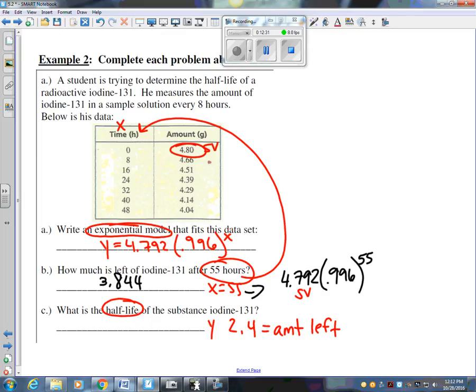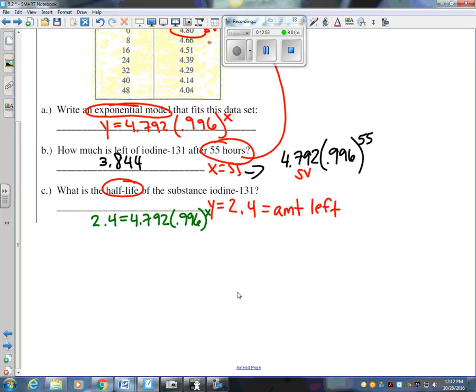Well, that's a y value. So in my equation, I need to plug that in the y spot. So 2.4 equals 4.792 times 0.996 to the x. All right? And I have to solve this for x. Well, this is what we did in our last unit. I need to divide by 4.792 first. Gives you close to 0.5.